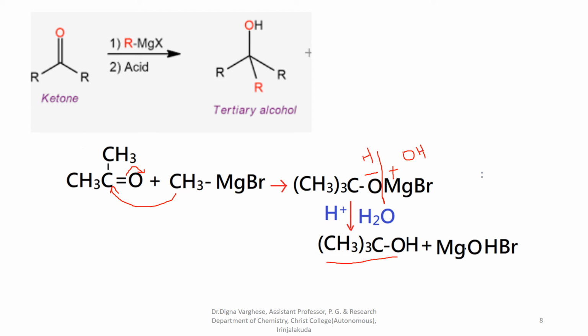Okay, so when we are using formaldehyde with alkyl magnesium halide in presence of acid, it will give primary alcohol. When the alkyl magnesium halide reacts with any aldehyde other than formaldehyde, it will form secondary alcohols. When alkyl magnesium halide reacts with a ketone, it will definitely give tertiary alcohols.